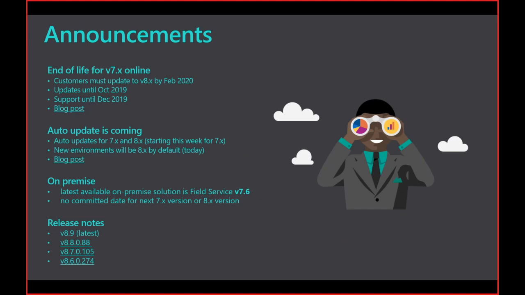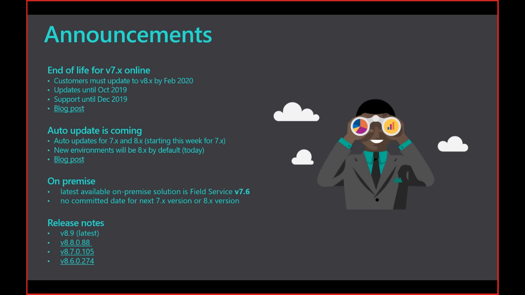We also tend to get a lot of questions about the on-premise solution of Field Service, so just a quick update there. First, the latest available on-premise solution of Field Service is 7.6. We haven't committed to when the next on-premise version for Field Service 7 will be available, and we haven't committed to when there'll be an on-premise version for the latest 8.9 release.